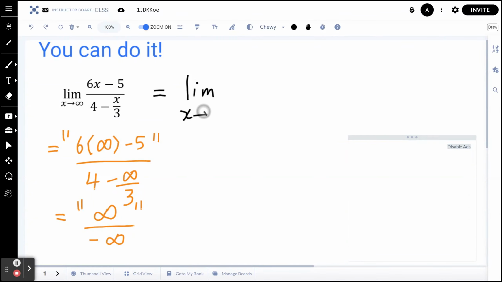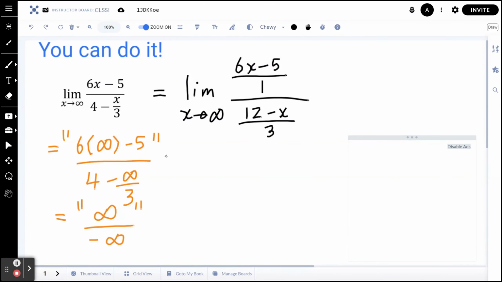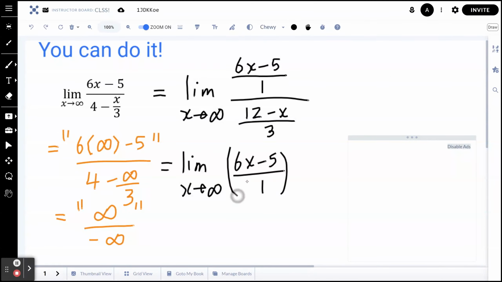Copy down the limit as x is approaching infinity, recognizing that 6x minus 5 is the same as (6x minus 5) divided by 1 all over. If you look for the common denominator, 4 over 1 is the same as 12 over 3. So now I can combine them as one fraction. Now look what happens. Think of a fraction divided by a second fraction, which equals the first fraction multiplied by the reciprocal of the second fraction.